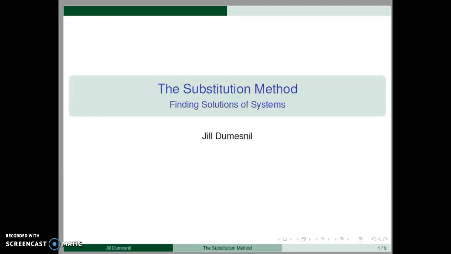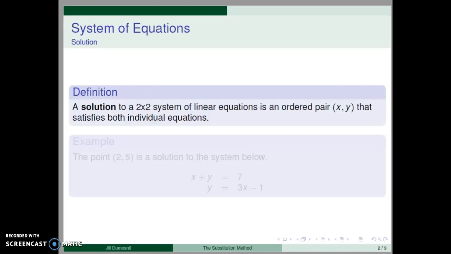In this presentation, we will discuss the substitution method for solving systems of equations. Recall that a solution to a 2 by 2 system of linear equations is an ordered pair of the form (x, y) that satisfies both equations.